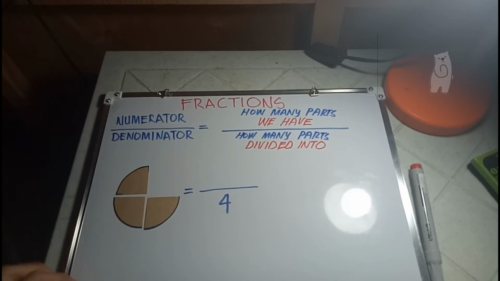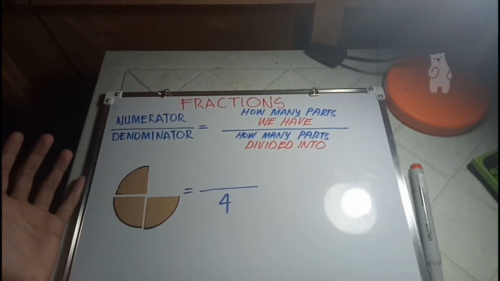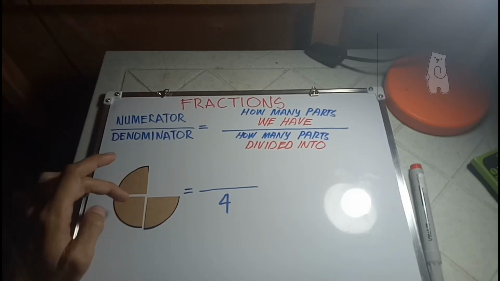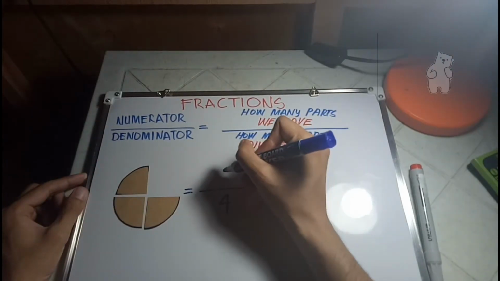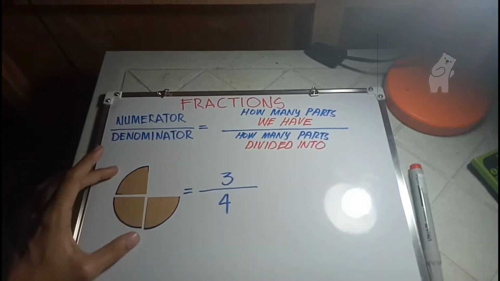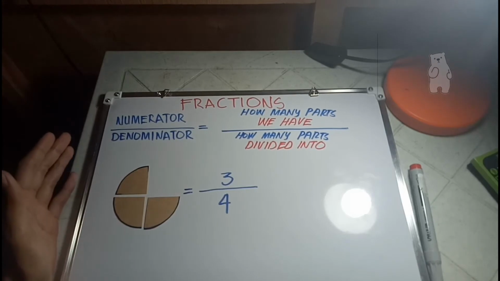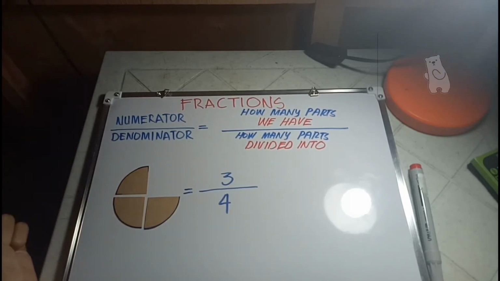Bilangan natin kung ilang slices of pizza pa yung natitira. So 1, 2, 3. So ibig sabihin 3/4. So this image represents 3/4 of the whole pizza. Okay? Ganun lang po kasimple.